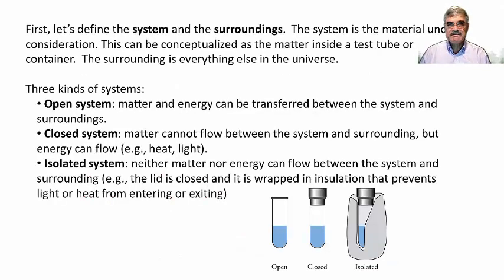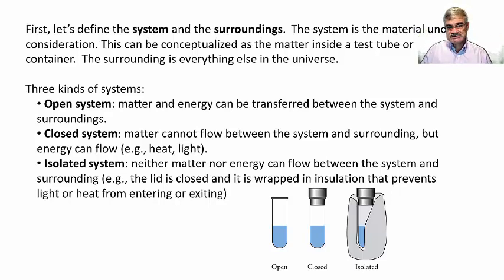But first, let's define a few terms. Let's define system and surroundings. A system is the material, the matter, that is under consideration. I usually talk about it as what's inside the box or the test tube that you're studying. And everything else is the surroundings, and those surroundings extend to the universe.